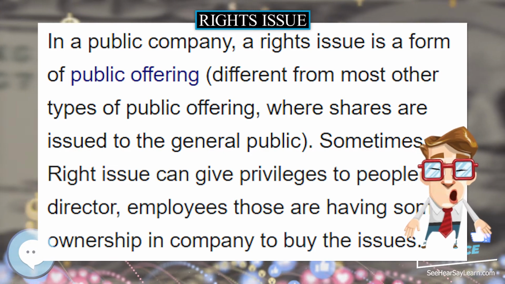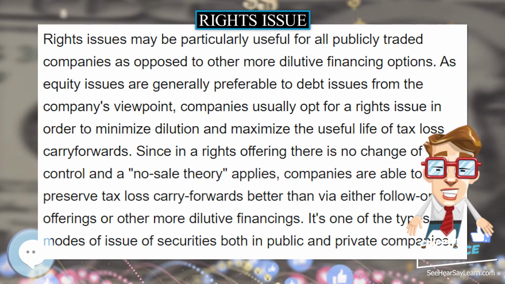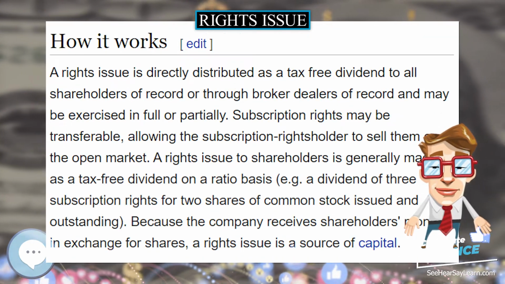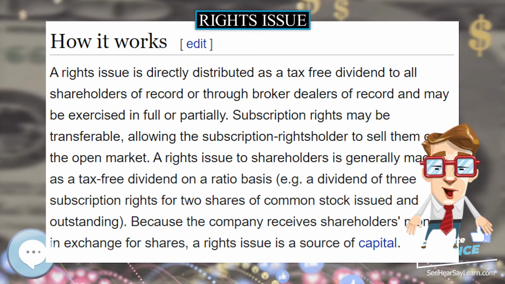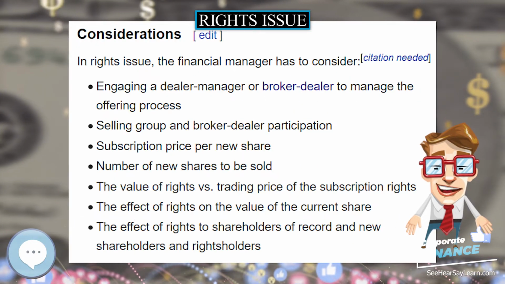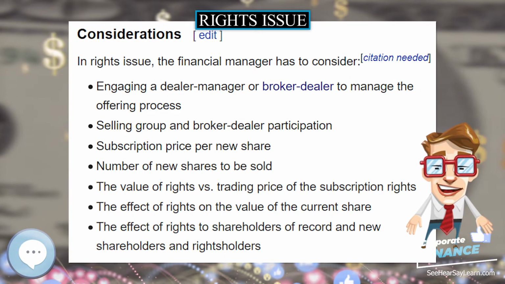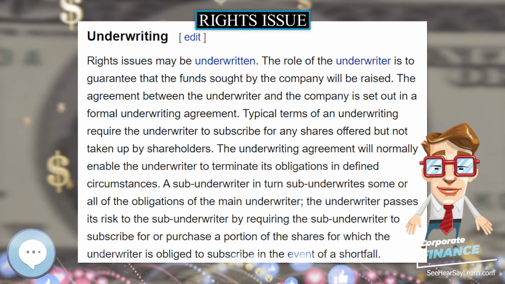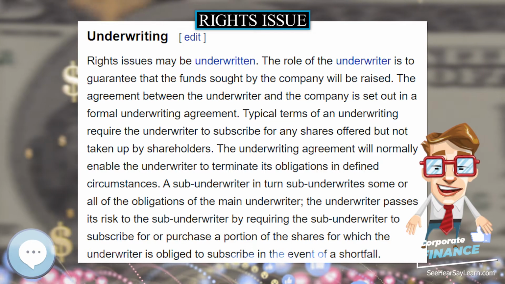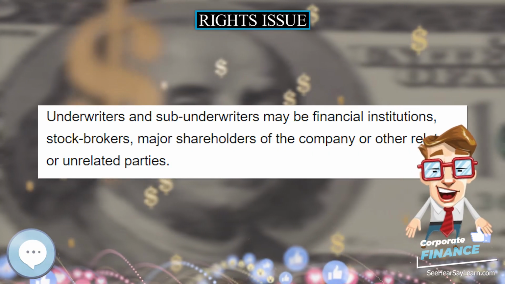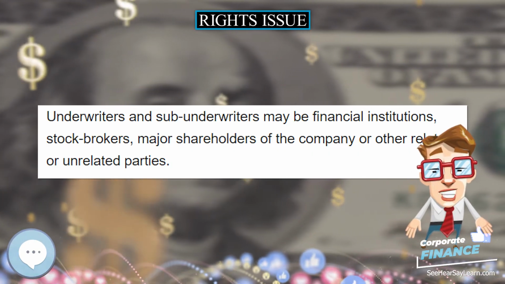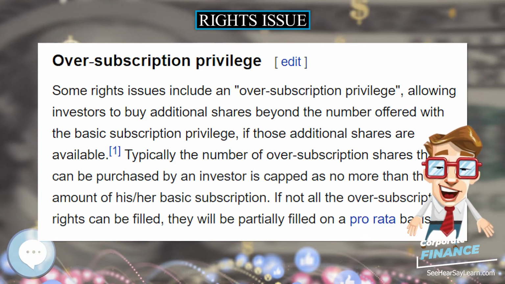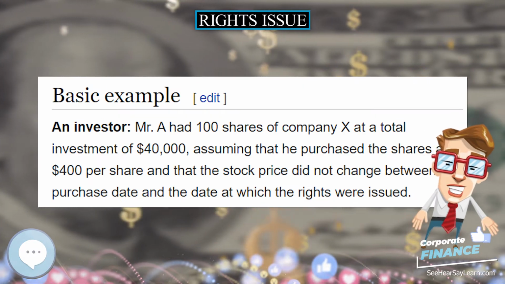Considerations. In a rights issue, the financial manager has to consider underwriting. Rights issues may be underwritten. The role of the underwriter is to guarantee that the funds sought by the company will be raised. The agreement between the underwriter and the company is set out in a formal underwriting agreement. Typical terms of an underwriting require the underwriter to subscribe for any shares offered but not taken up by shareholders. The underwriting agreement will normally enable the underwriter to terminate its obligations in defined circumstances.